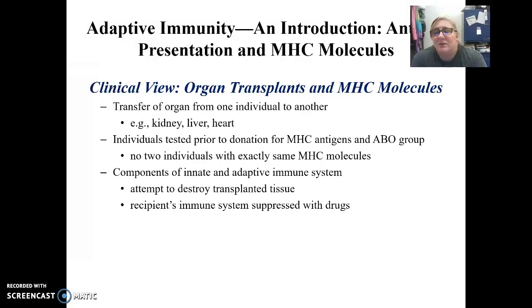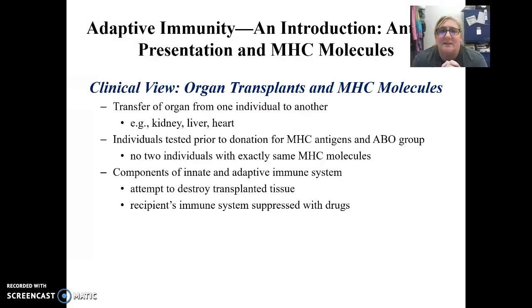So they have to try and match people up very effectively, because you first have to take the patient's MHC molecules, and then the donor's MHC molecules. If they're similar enough, our immune system may not recognize the difference, but in general it will.